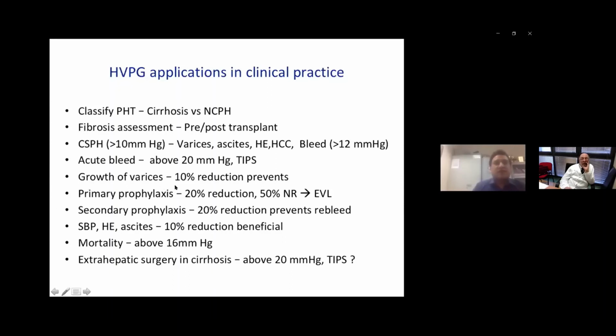HVPG reduction with beta blockers may prevent the growth of varices. A 10% reduction is enough. In primary prophylaxis, we use propranolol or carvedilol. A 20% reduction defines responders. However, despite the best of therapy, almost 50% of the patients remain non-responders by HVPG, and these patients currently require EVL. For secondary prophylaxis, a 20% HVPG reduction prevents rebleeding. For SBP, HE, and ascites, a 10% reduction has been shown to be beneficial. There is increased mortality in patients with decompensated cirrhosis beyond an HVPG of more than 16 millimeters of mercury, and in patients with decompensated cirrhosis planning for extrahepatic surgery, those with HVPG of more than 20 are a very high risk group, and in some of the studies, pre-operative TIPS may be helpful in preventing further complications.